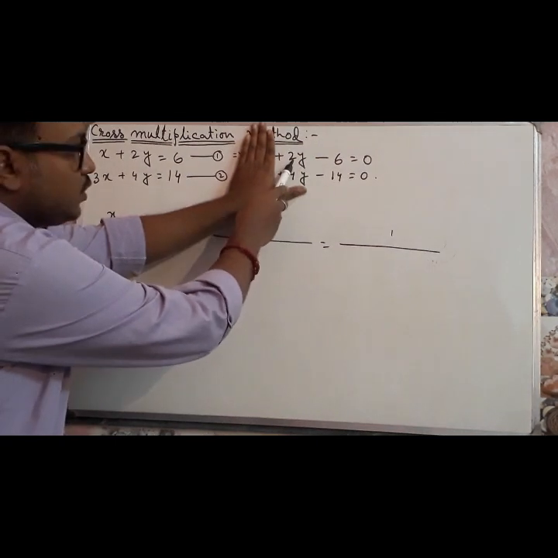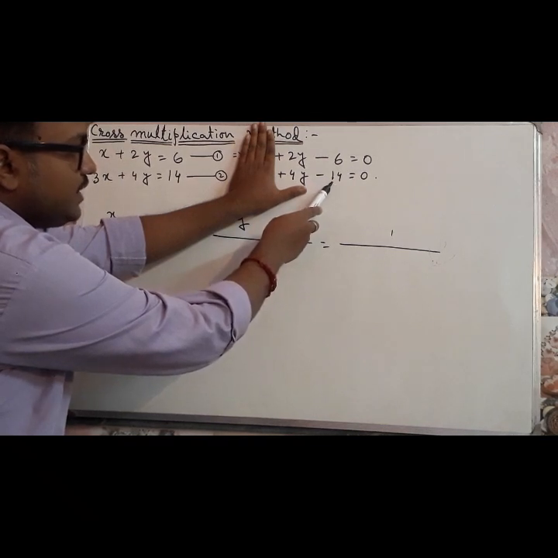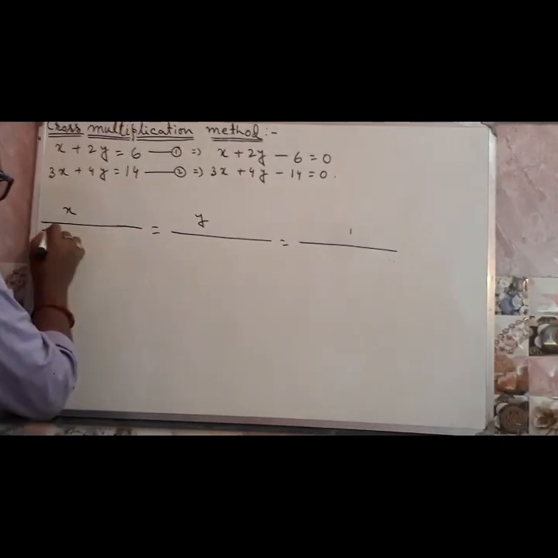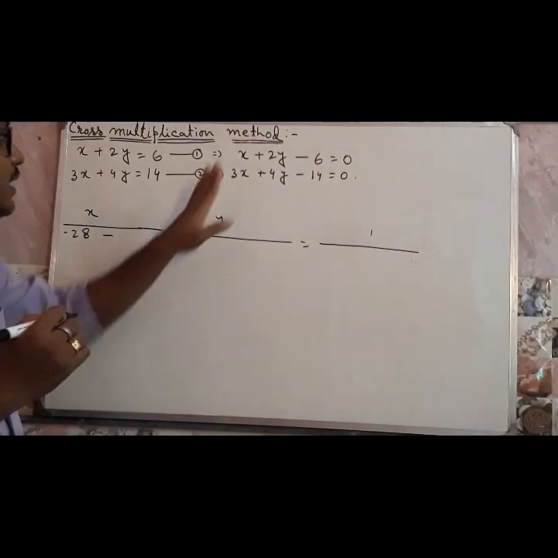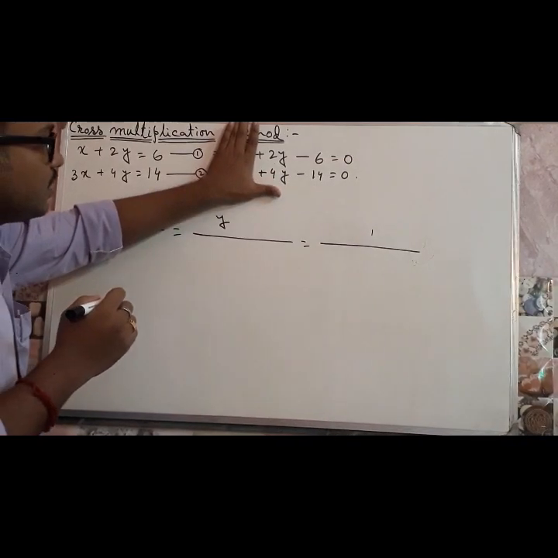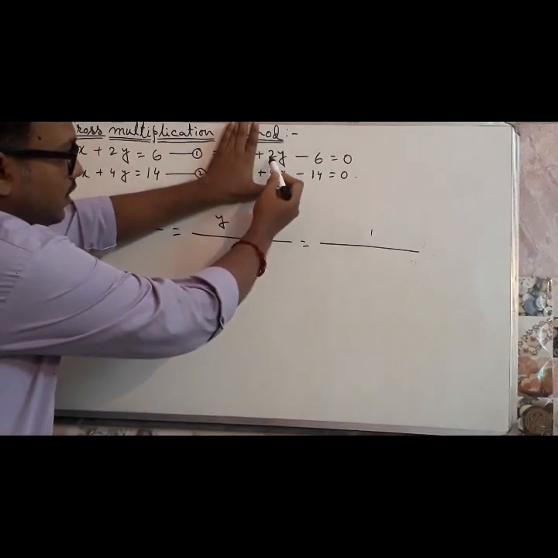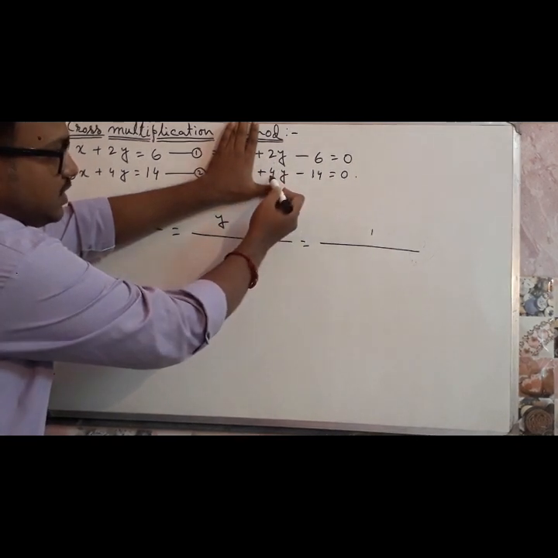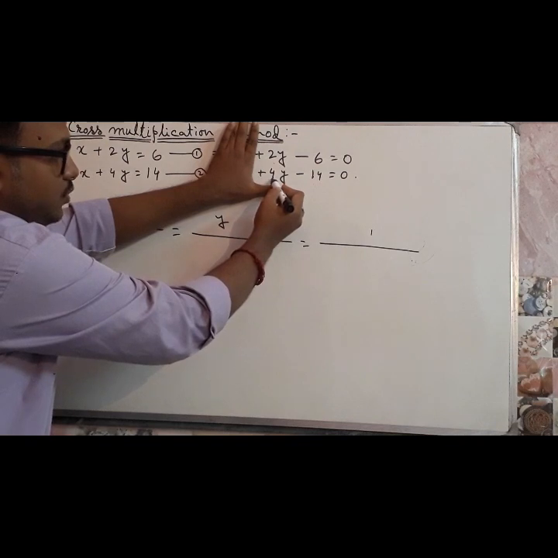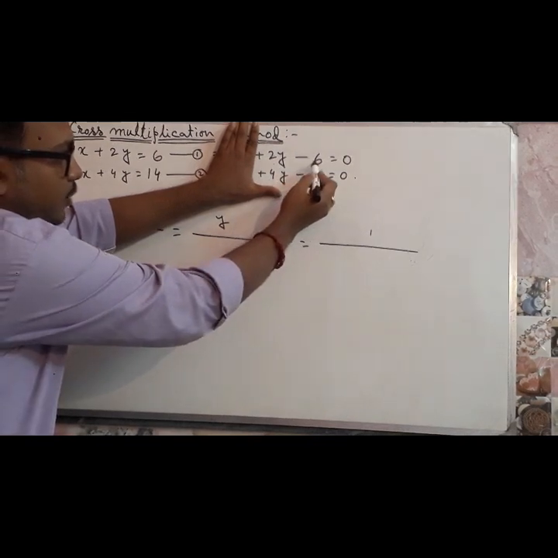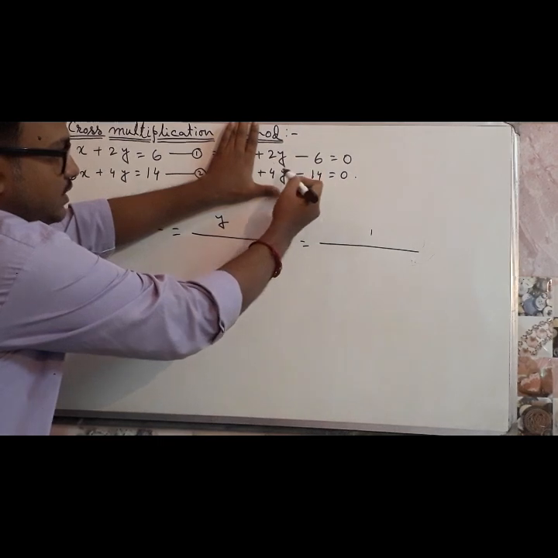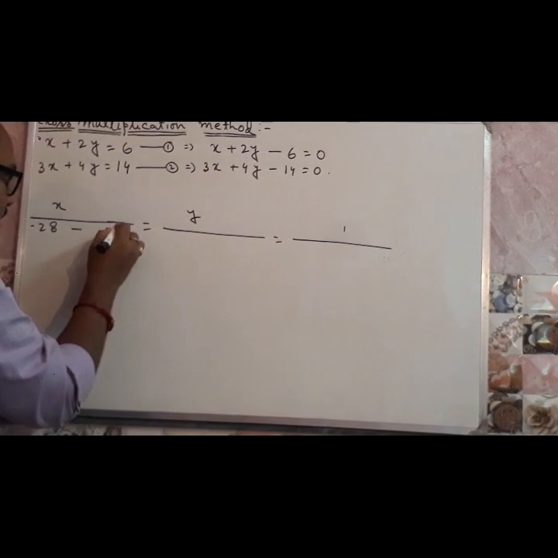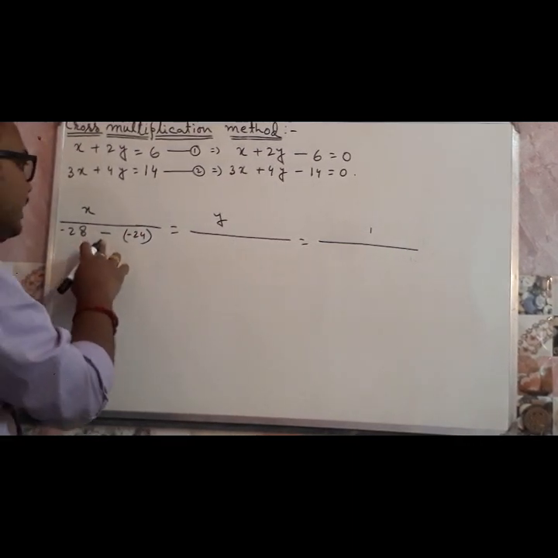So cross multiplication: 2 into minus 14, that is minus 28, minus, then keeping your left hand on x, at first you started from the top to bottom, then from bottom to top. That is, what is the coefficient of y here? 4 into minus 6, that is minus 24, minus of minus 24. In the middle you have to use the negative sign.